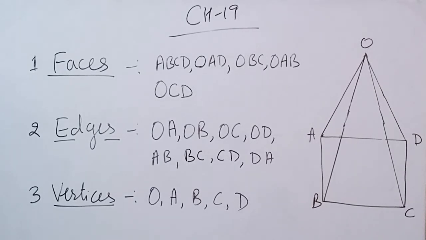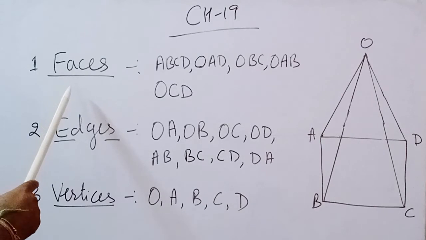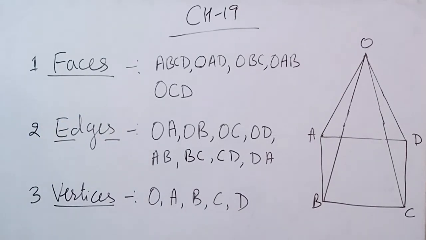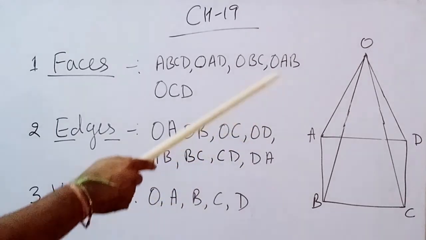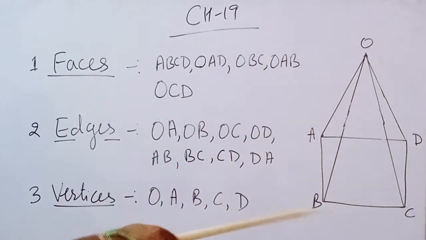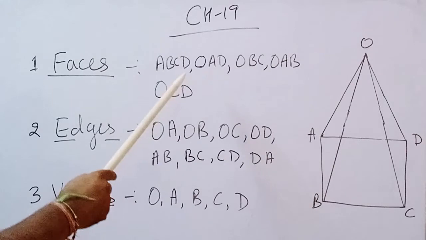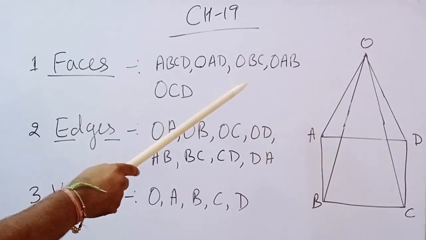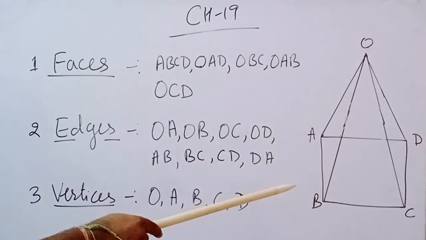Children, now we will learn about faces, edges and vertices. Here in the figure, the polygons forming a polyhedron are known as faces. The faces are ABCD, and the faces OAD, OBC, OAB and OCD are the faces of this figure.